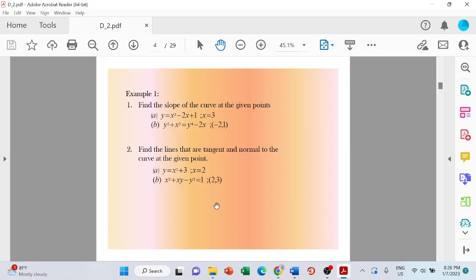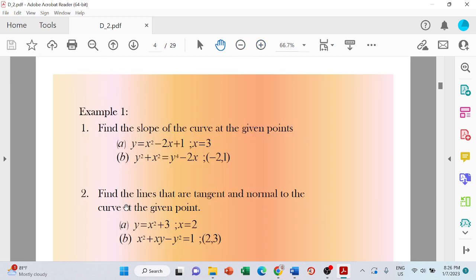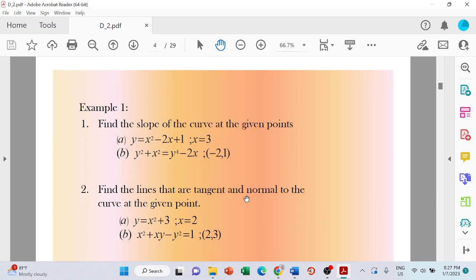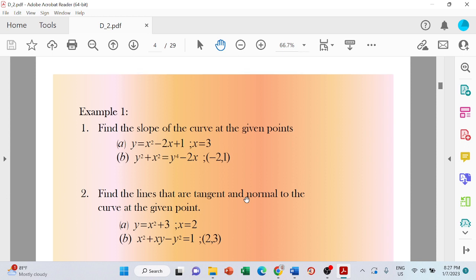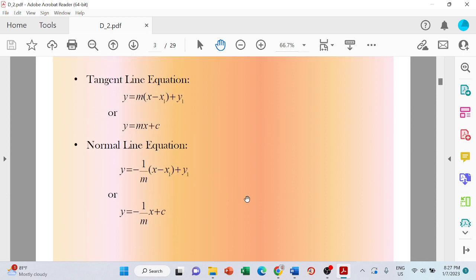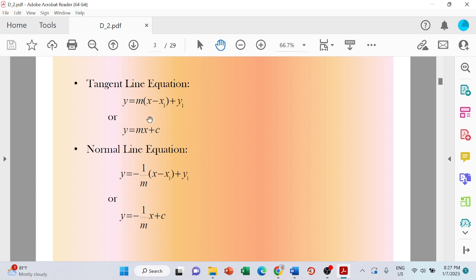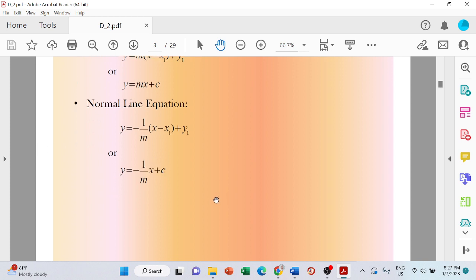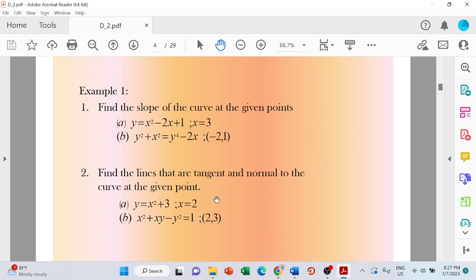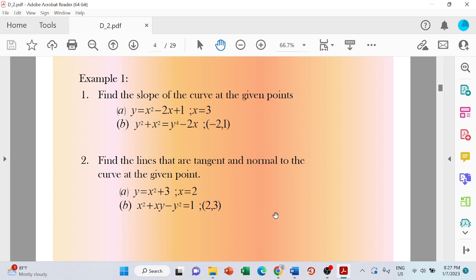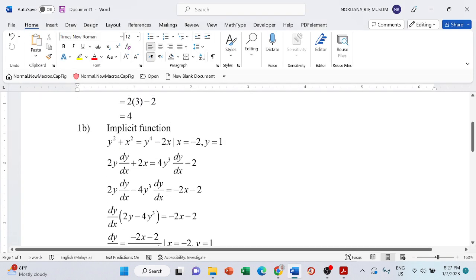Okay, so sekarang kita let's try number 2. Find the line that are tangent and normal to the curve at the given point. Okay, so kita review balik tangent line equation dalam bentuk y equal to mx plus c. The normal line equation the other side lah. So just revert the equation. Okay, so untuk nombor 2a.